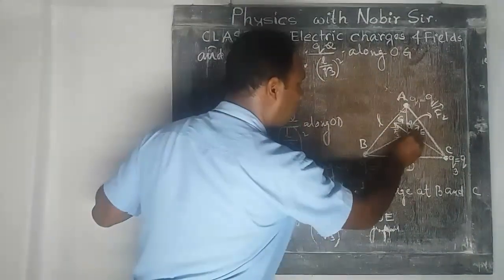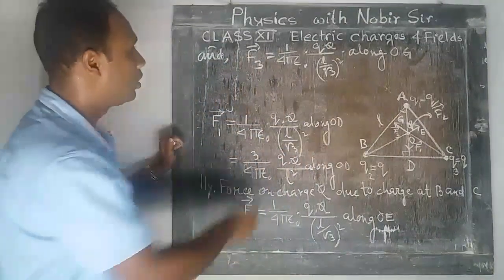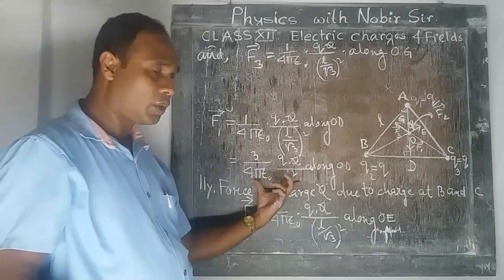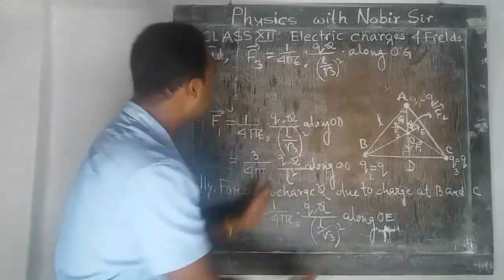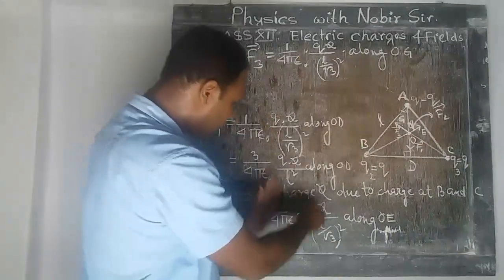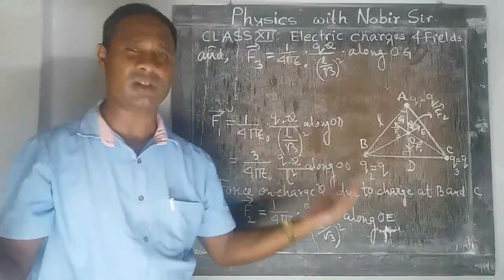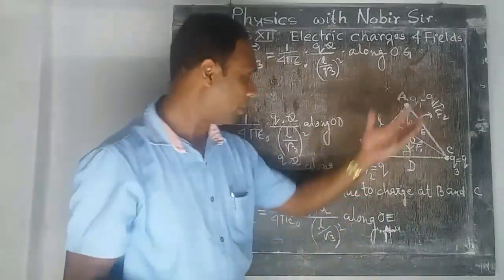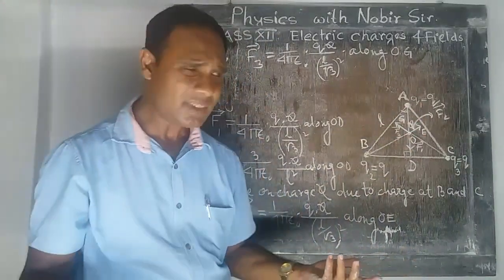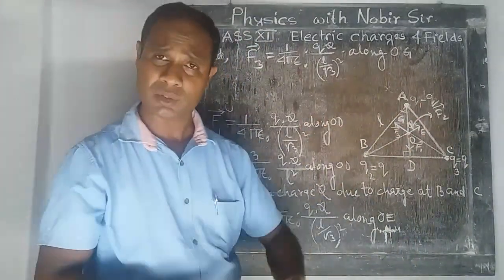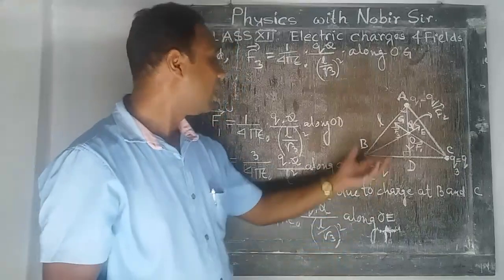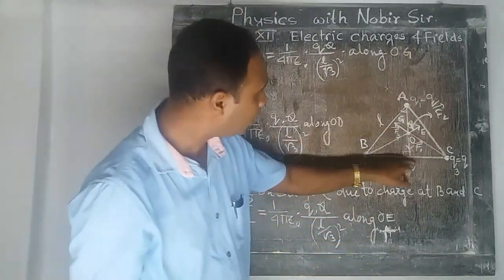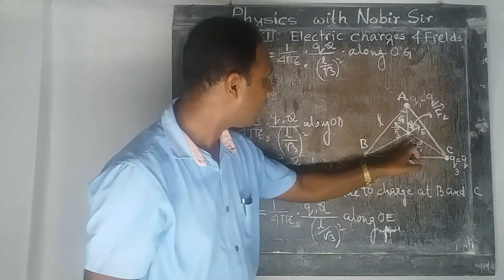Okay, now at this point O, see here: F1 magnitude is this one, F2 magnitude is this one, F3 magnitude is this one. All three have the same magnitude but the directions are different. Why is the magnitude the same? Because the amounts of charges are the same and the distances are the same. What are the directions? One is along OD, another is OE, another is OG.